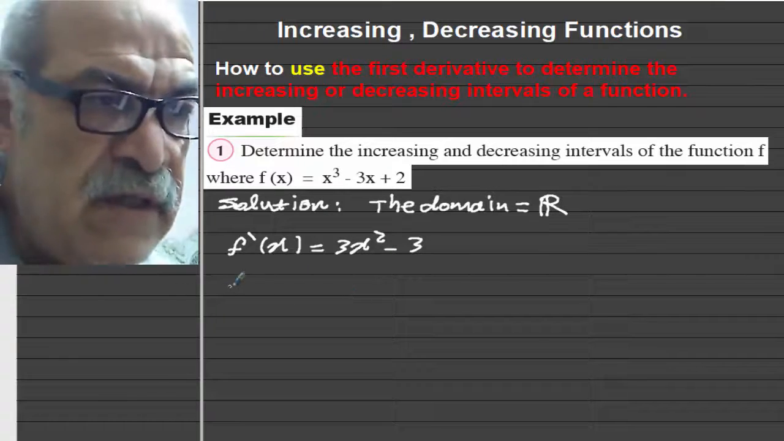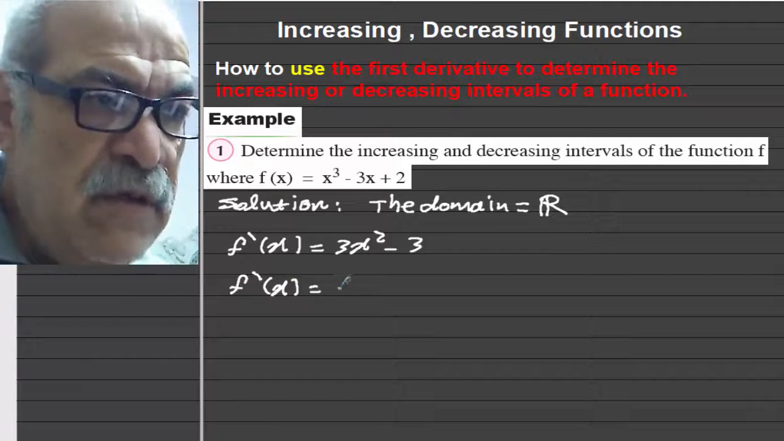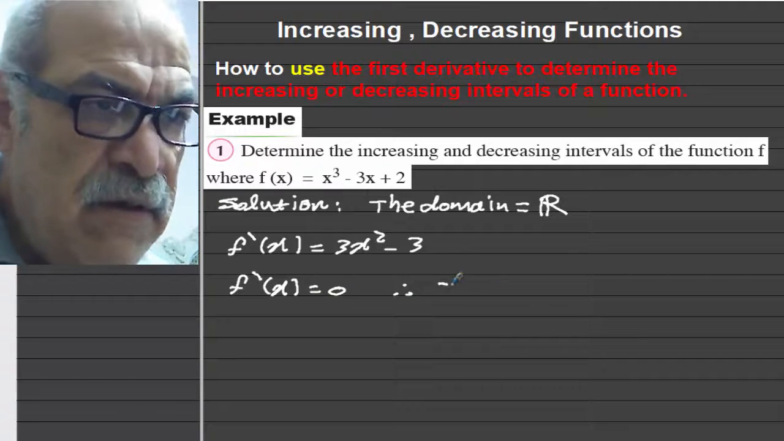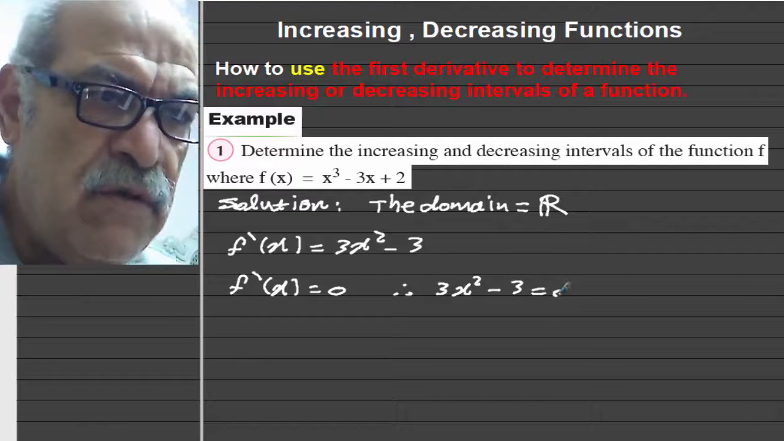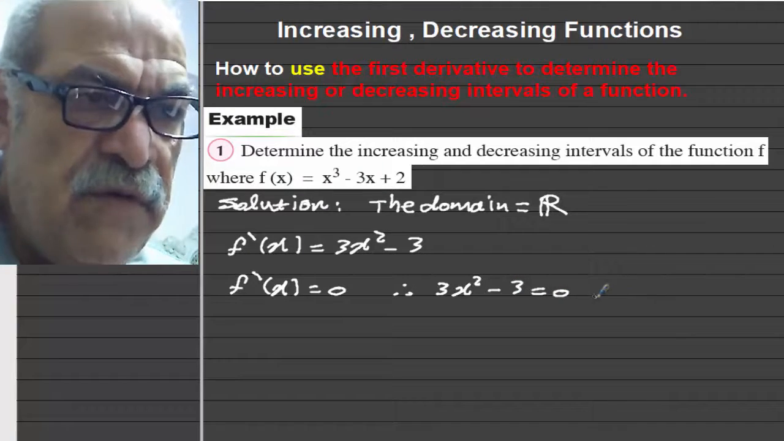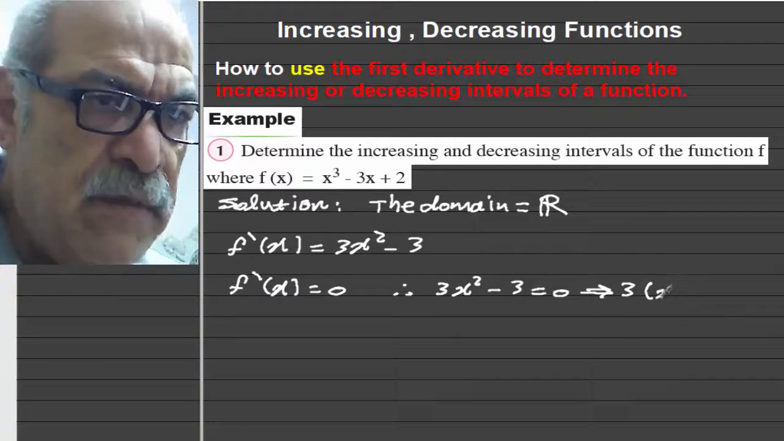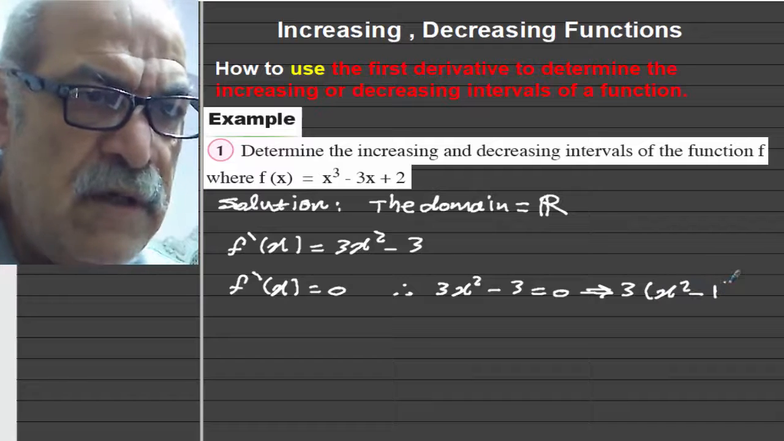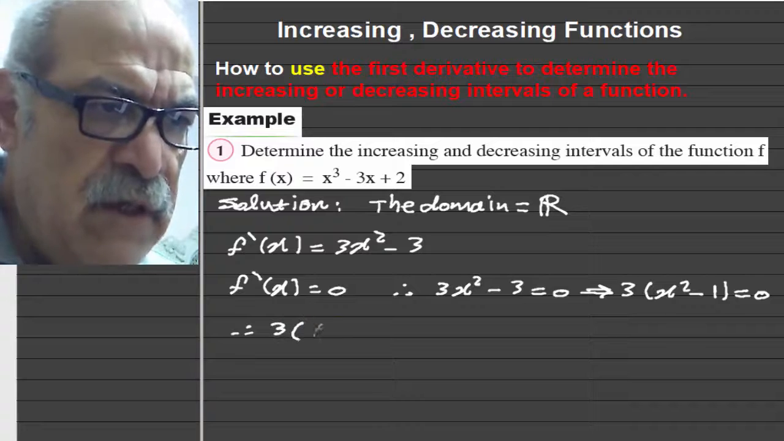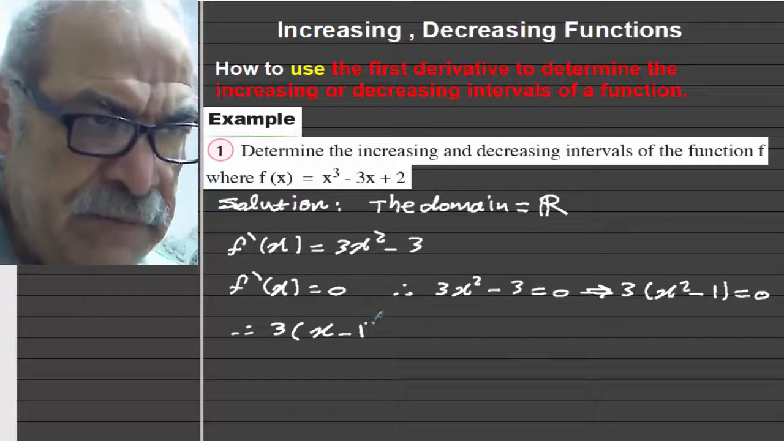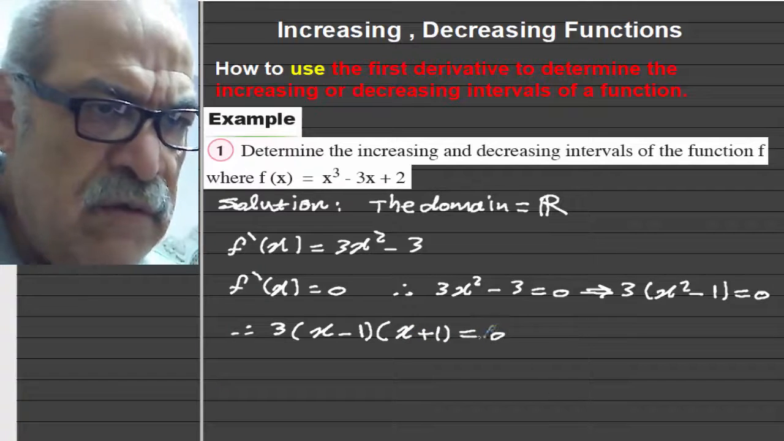Here, f dash of x. So put f dash of x equals 0. Then 3x squared minus 3 equals 0. By taking 3 as a common factor, we will get 3 multiply x squared minus 1 equals 0. So 3 multiply x minus 1 multiply x plus 1 equals 0.